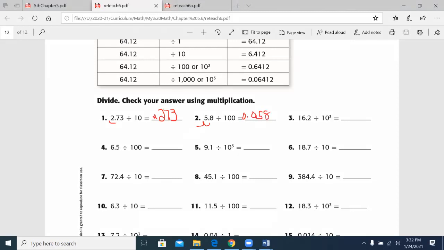And this is a 1,000. So there's 3 zeros. It's going to go back 1, 2, and a third spot. So it's going to be 0.0162.